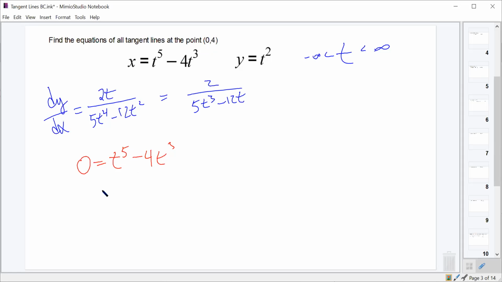We can factor out a t, not a t squared, a t cubed, giving us t squared minus 4. And when does this happen? This happens at t equals 0 and at t equals positive or negative 2. So it looks like we have 3 different t values that give us an x value of 0. Everybody agree with that?